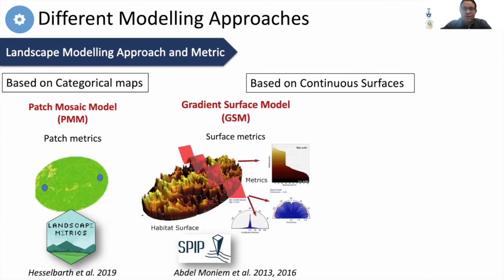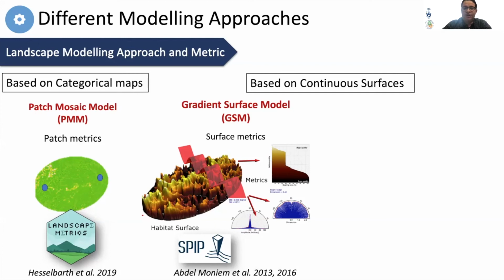If we have a continuous surface, however, there are different ways of quantifying connectivity across the surface. One method is the gradient surface model that is based on the topology of this surface. For example, if we build a habitat suitability surface, then we can evaluate the connectivity based on the topology of this surface, of the peaks that represent high quality habitat and valleys that represent low quality habitat.